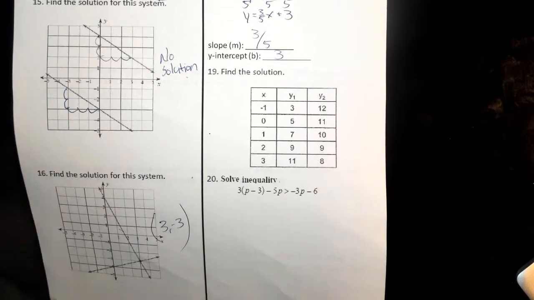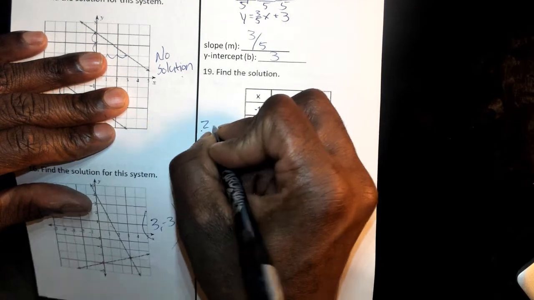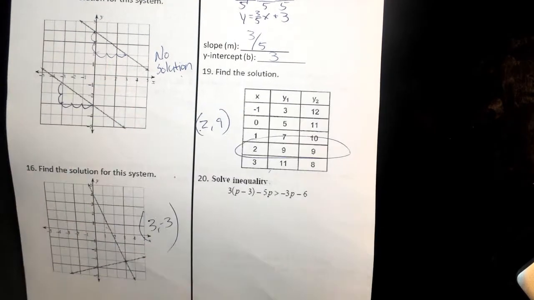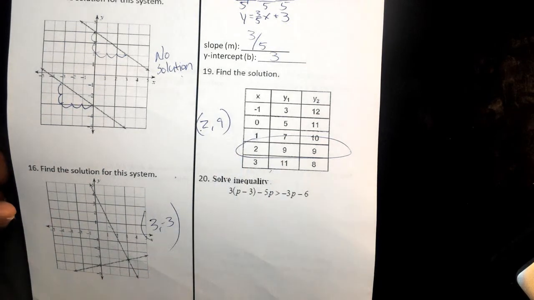Yes! Find the solution. Another easy one. Get this wrong, coming for you. Boom, 2, 9. You look for where y is the same, and that's going to be your point, 2, 9.